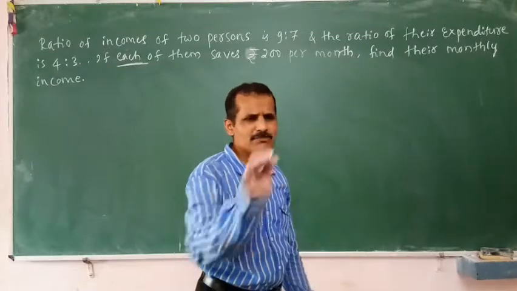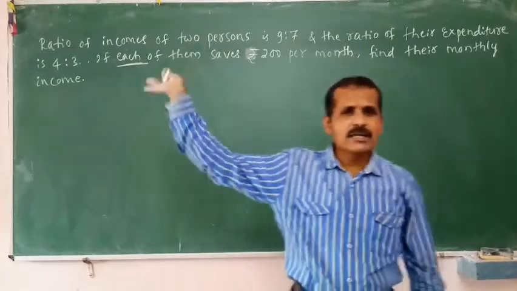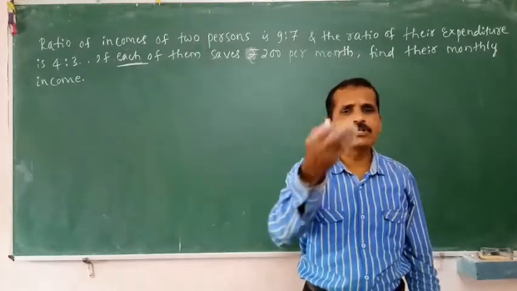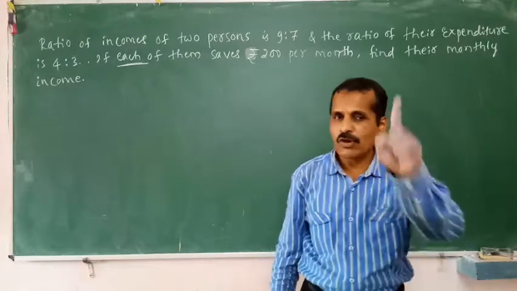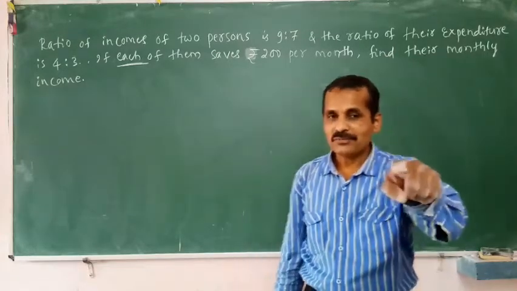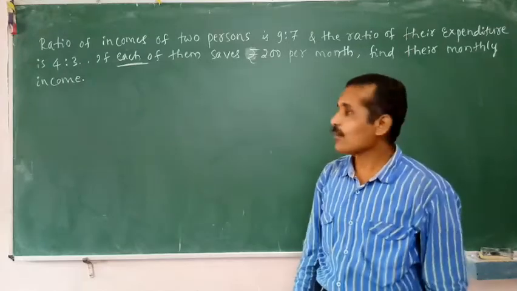You have to find. Very simple question. You might understand, income minus expenditure is equal to savings. Those who have understood, pause the video and solve yourself. Okay, let us start.